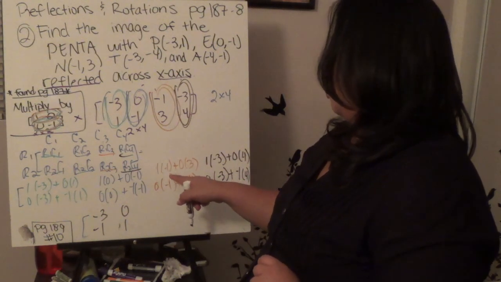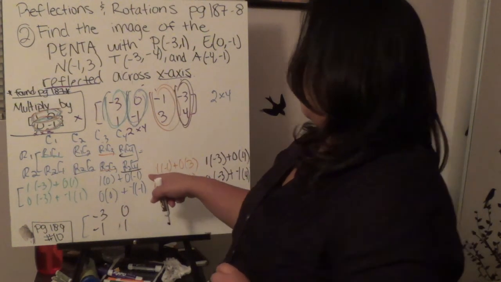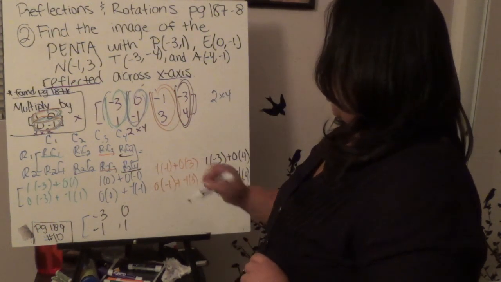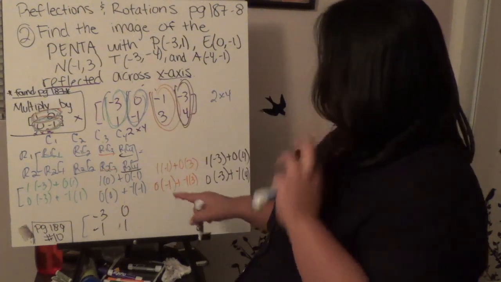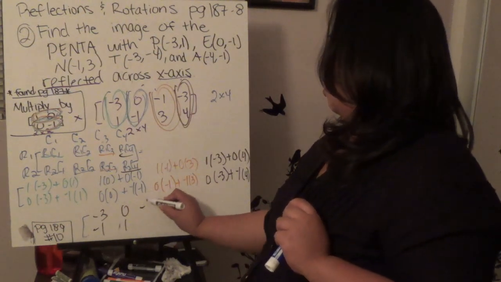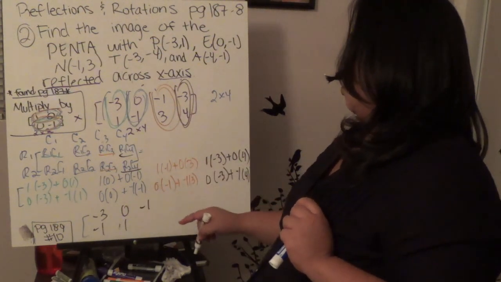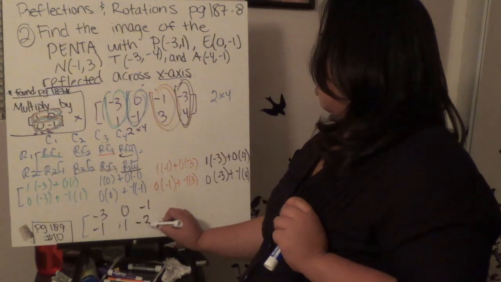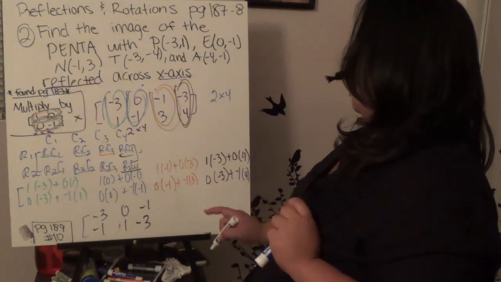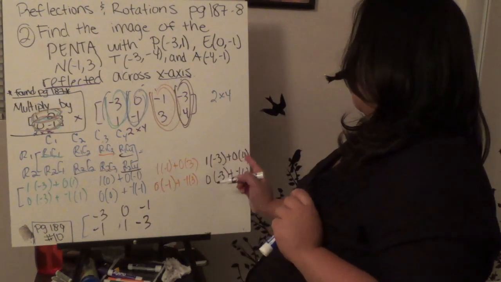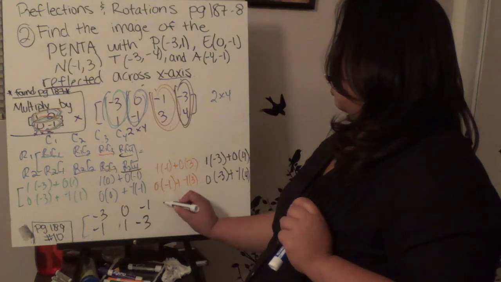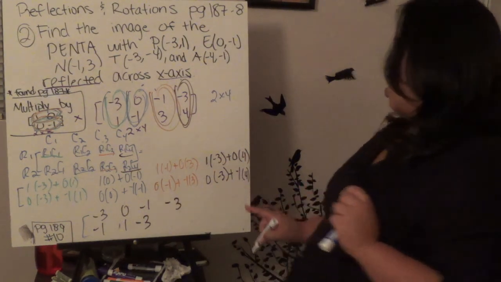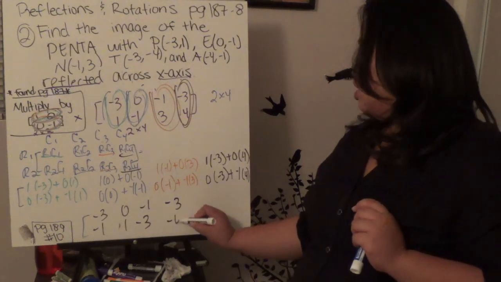Is this a positive or a negative? This is a positive, right? Okay. So 1 times negative 1 is negative 1, plus 0 times 3 is just 0. 0 times negative 1 is 0. Negative 1 times 3 is negative 3. 1 times negative 3 is negative 3, plus 0 times 4 is just 0, so this is negative 3. This is 0, so plus negative 1 times 4 is negative 4.